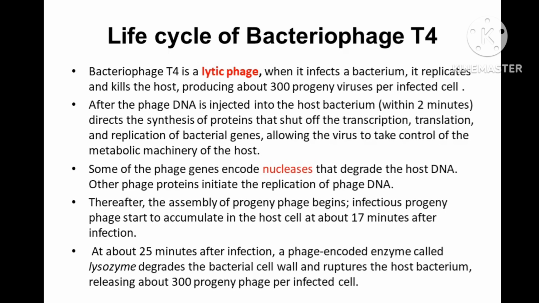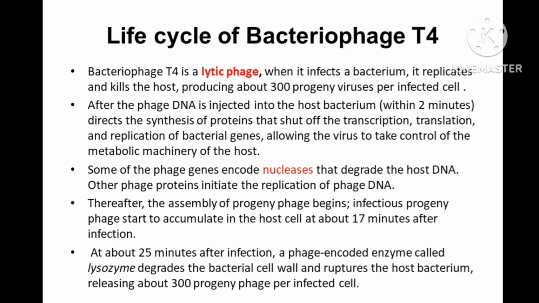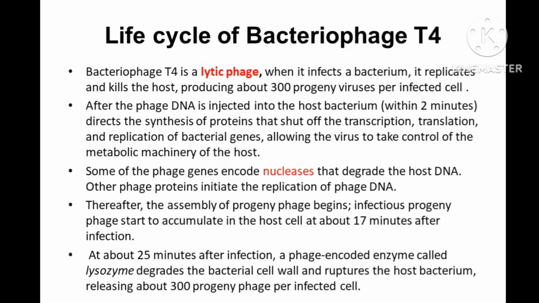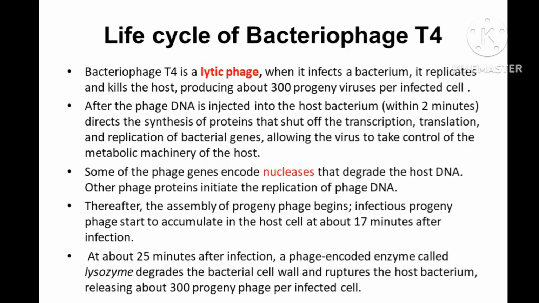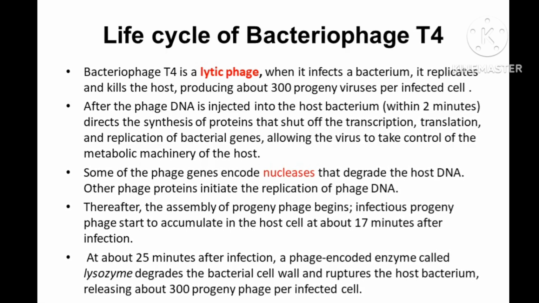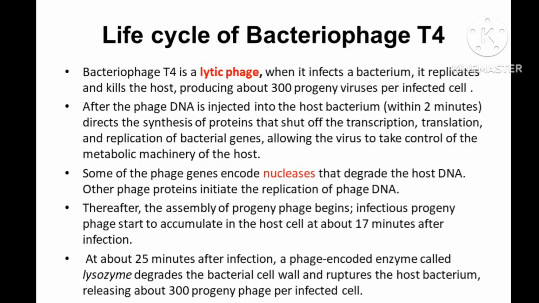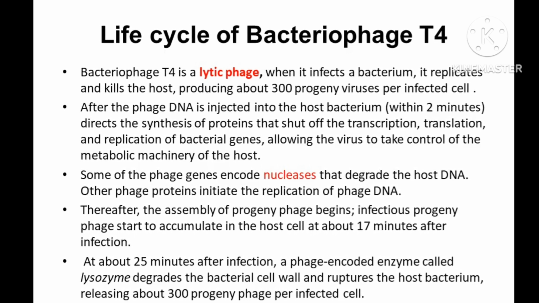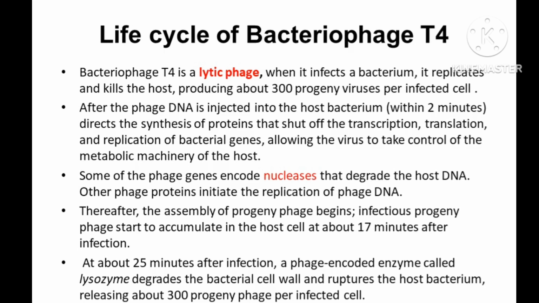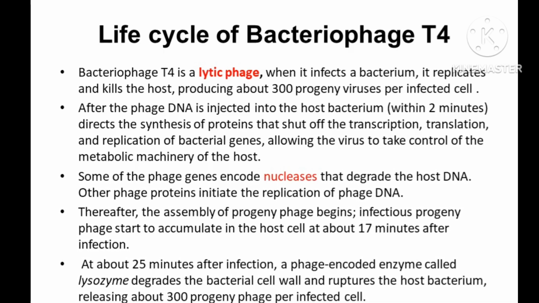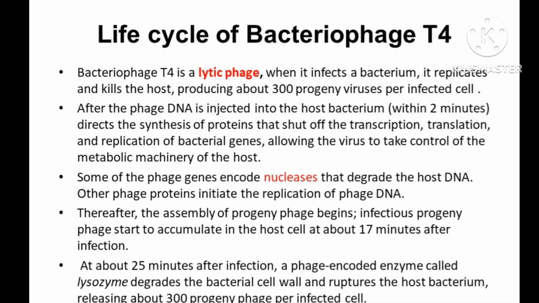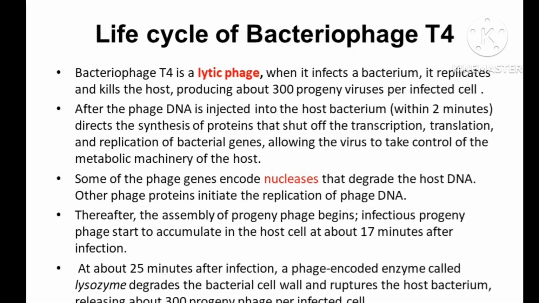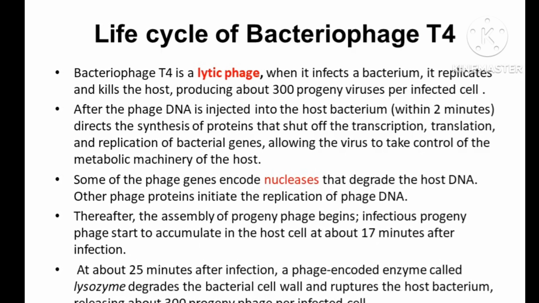Other phage proteins initiate the replication of phage DNA. At about 17 minutes after infection, the assembly of progeny phage begins, and the infectious progeny phage start to accumulate in the host cell. At about 25 minutes after infection, a phage-encoded enzyme called lysozyme degrades the bacterial cell wall and ruptures the host bacterium, releasing about 300 progeny phage per infected cell.